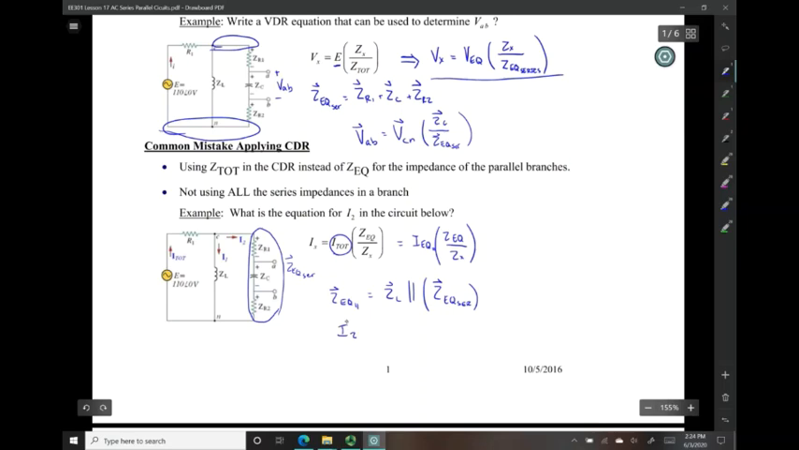So, to calculate I2, we would put the current flowing into that I equivalent for those two parallel elements. We would find the equivalent parallel, and then we would put Z equivalent series on the denominator, because we're interested in I2, which goes along this path with those three series impedances.